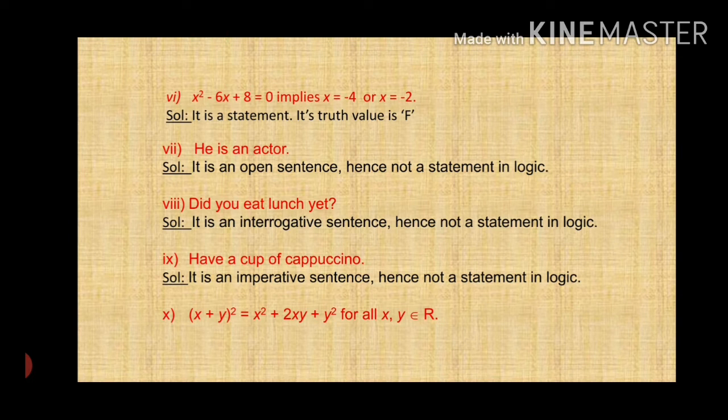Next, x plus y square is equal to x square plus 2xy plus y square for all x and y belonging to R. Now I have told you the mathematical identities are statements in logic. So this is your mathematical identity, isn't it? X plus y bracket square equals x square plus 2xy plus y square, and it is true. Because this will be true for any value of x and y. You put any value for x and y, this will be always true. LHS will be equal to RHS. So we write it as it is a statement and its truth value is T. Clear? Take the screenshot of this slide, then we'll move to the next one.